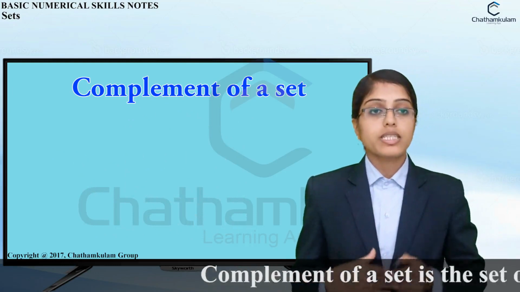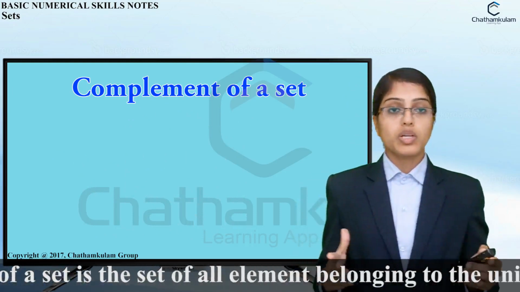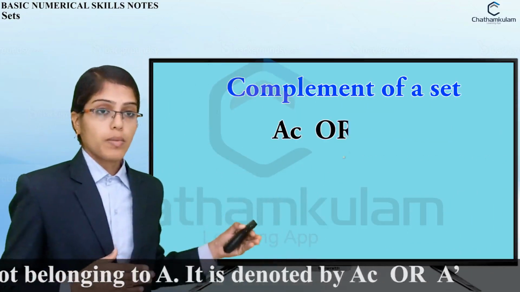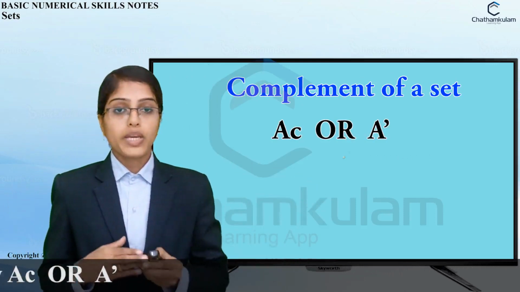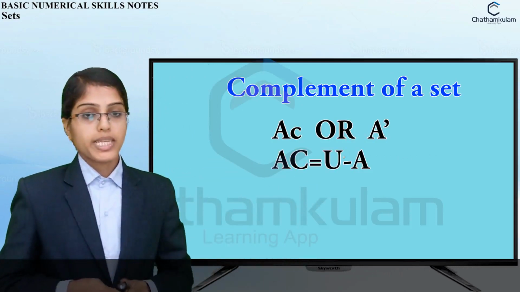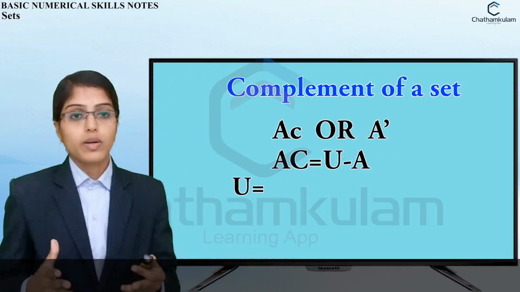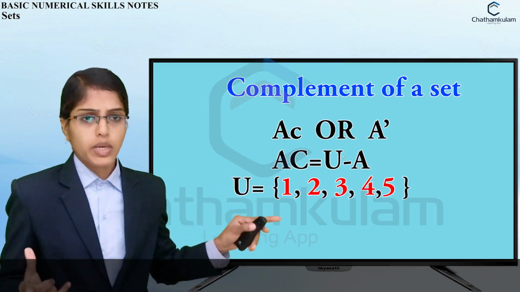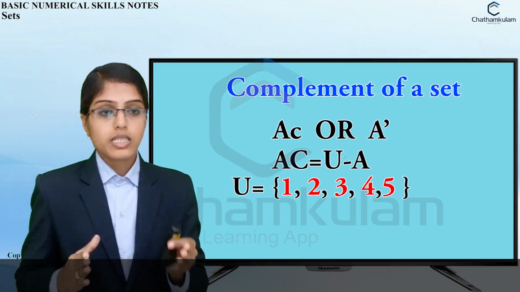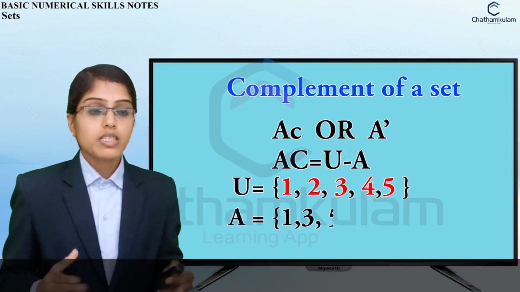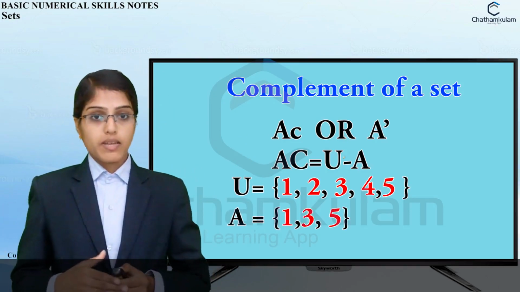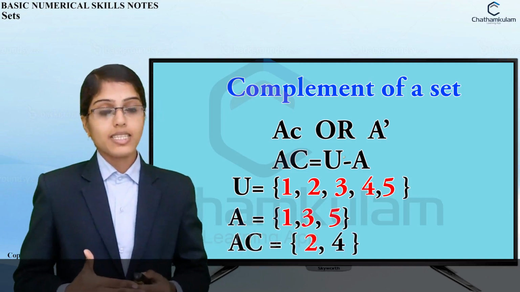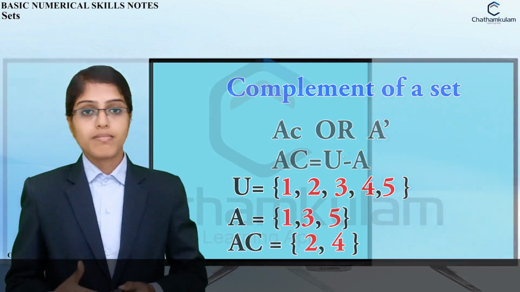Next, complement of a set. The complement of a set is the set of all elements belonging to the universal set but not belonging to A. It is denoted by A complement or simply A dash. So we have A complement, which is equal to U minus A. Take for example, U is equal to the set {1, 2, 3, 4, 5}. Then we have a set A equal to {1, 3, 5}. Then A complement becomes U minus A, that is {2, 4}.